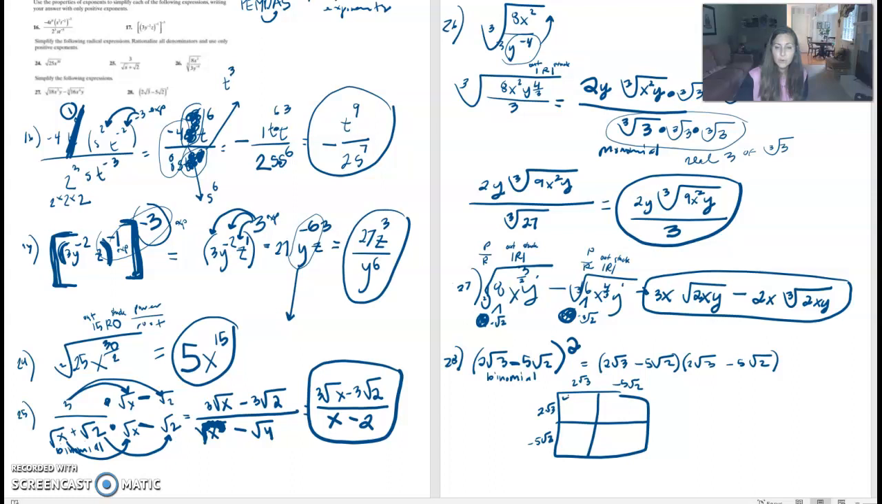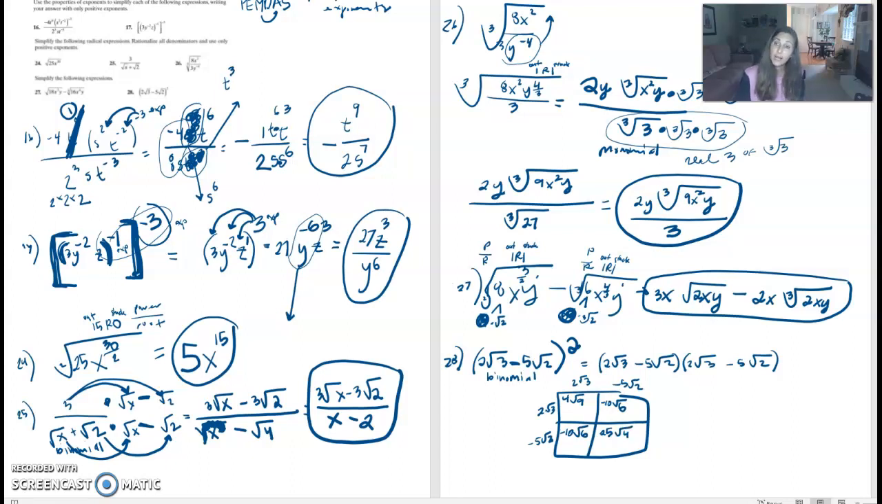2 times 2 is 4. Radical 3 times radical 3 is radical 9. 2 times negative 5 is negative 10. Radical 2 times radical 3 is radical 6. Negative 5 times positive 2 is negative 10. Radical 2 times radical 3 is radical 6. Negative times a negative is a positive 25. Radical 2 times radical 2 is radical 4.